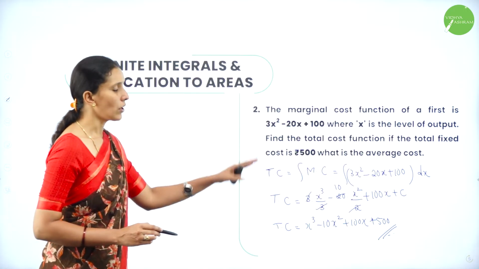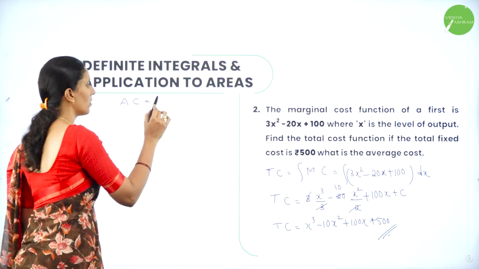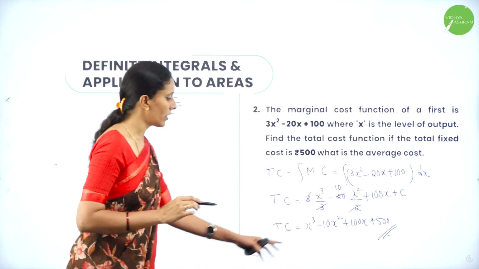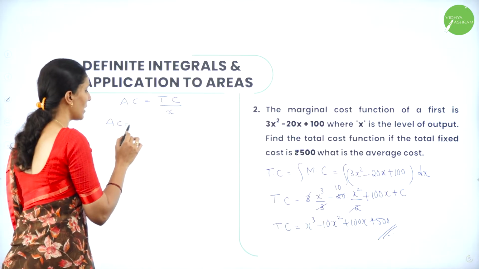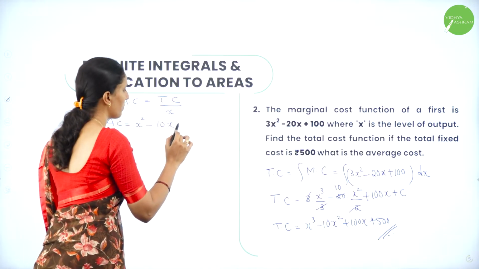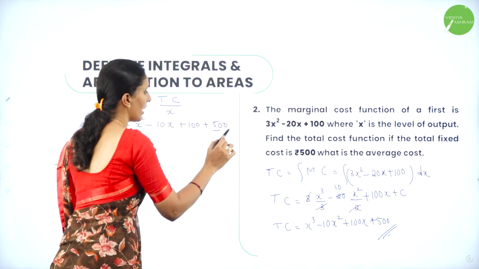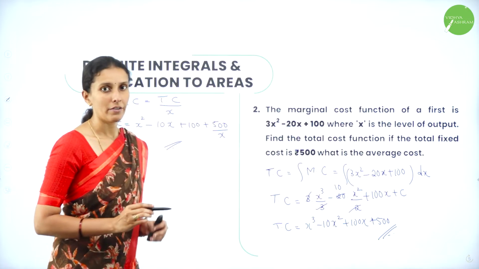Now, let us find out the average cost. We know that average cost is total cost divided by x. So, let us divide the total cost by x. So, average cost will be equal to x² − 10x + 100 + 500/x. So, this is the average cost of the given function.